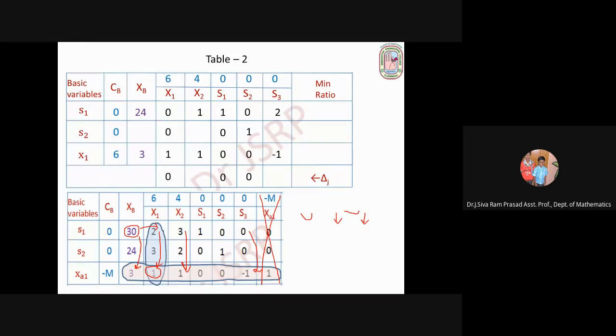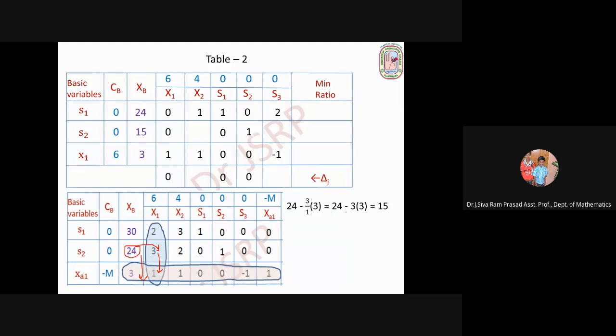Next, to calculate this value, the present value 24 minus pivot column element 3 by pivot element 1 into the pivot row element, this value. See here 24 minus 3 by 1 into 3. First simplify this part: 24 minus 3 into 3, 24 minus 9, 15.